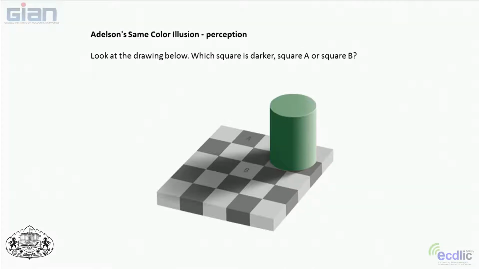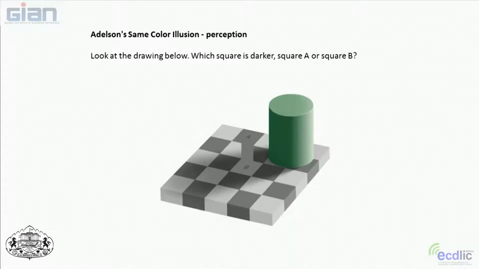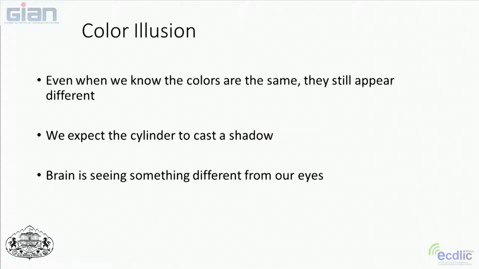So look at the drawing below. Which square do you think is darker? Square A or square B? Square A, right? Square A definitely looks darker. But in fact, if you draw a line between the two, you see that they're actually the same color. So this is actually a perceptual illusion of the brain. And even after looking, it's sort of hard to believe, isn't it? But they do say that they're the same color.